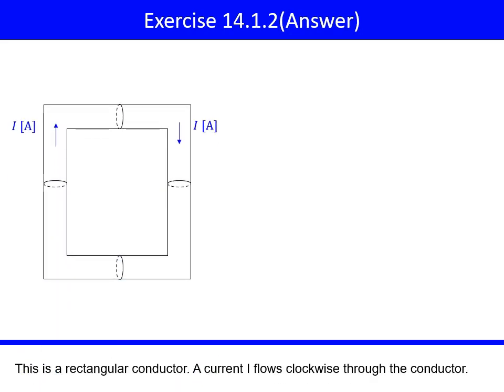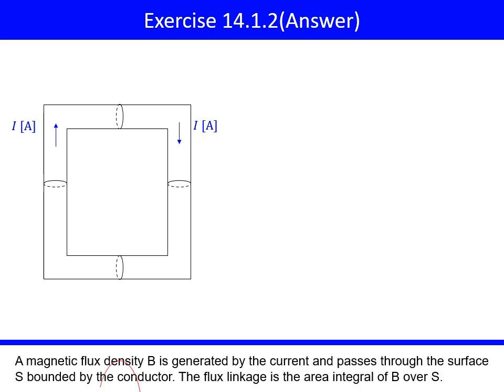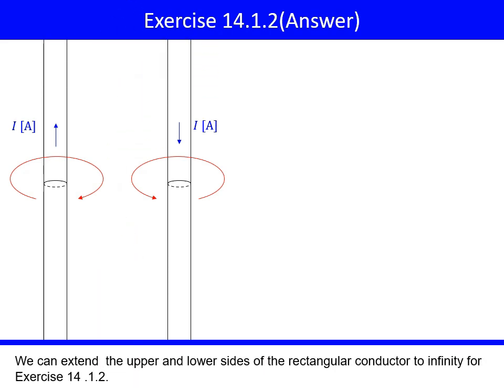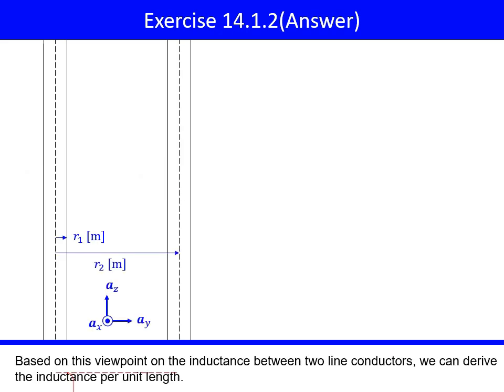This is a rectangular conductor. A current I flows clockwise through the conductor. A magnetic flux density B is generated by the current and passes through the surface S bounded by the conductor. The flux linkage is the area integral of B over S. We can extend the upper and lower sides of the rectangular conductor to infinity for exercise 14.1.2. Based on this viewpoint on the inductance between two line conductors, we can derive the inductance per unit length.